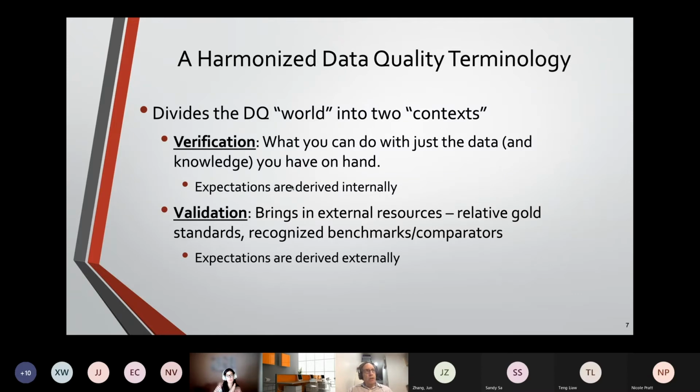Whereas validation steps outside of your world, looks for gold standards, looks for other sources of comparator data in a network environment, may look at other sites as comparators, and really sort of says, where do I fit relative to what I think are either peers or gold standards? So there's these two views of the world, one more inward, one more outward: verification, validation.